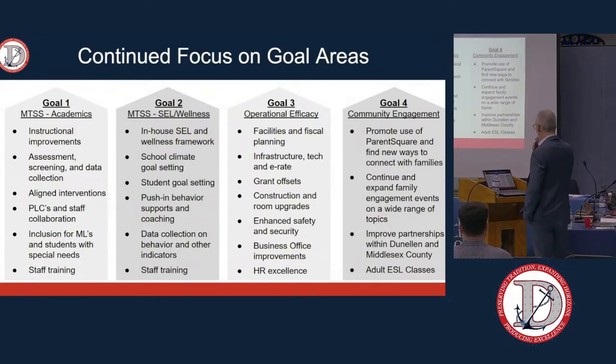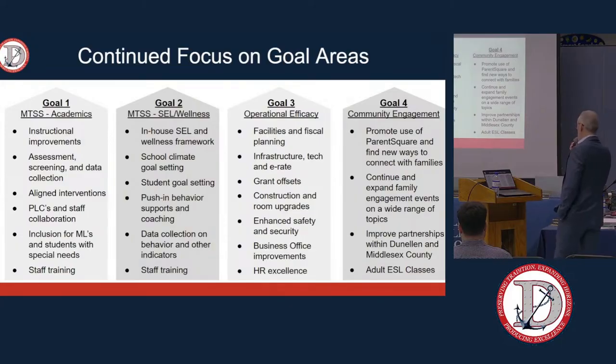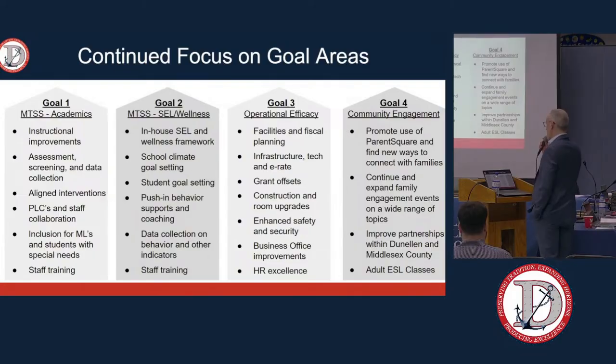From an operational efficacy place, we're looking at infrastructure, technology, and E-rate projects, grant offsets. We will continue construction and room upgrades. The business office improvements have been somewhat invisible from the student side, but our business office processes have become much more efficient in terms of working with vendors and purchase orders and requisitions and that sort of thing. And you'll recall that the audit presented at the end of January had no findings, which meant that the work from last year was very, very strong and done according to the law.